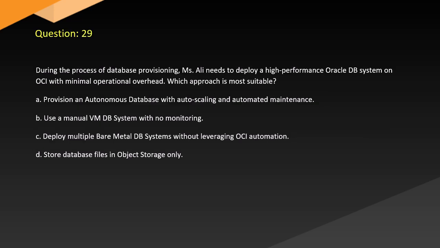Question 29. During the process of database provisioning, Oli needs to deploy a high-performance Oracle DB system on OCI with minimal operational overhead. Which approach is most suitable? A. Provision an autonomous database with auto-scaling and automated maintenance. B. Use a manual VM system with no monitoring. C. Deploy multiple bare metal DB systems without leveraging OCI automation. D. Store database files in object storage only.